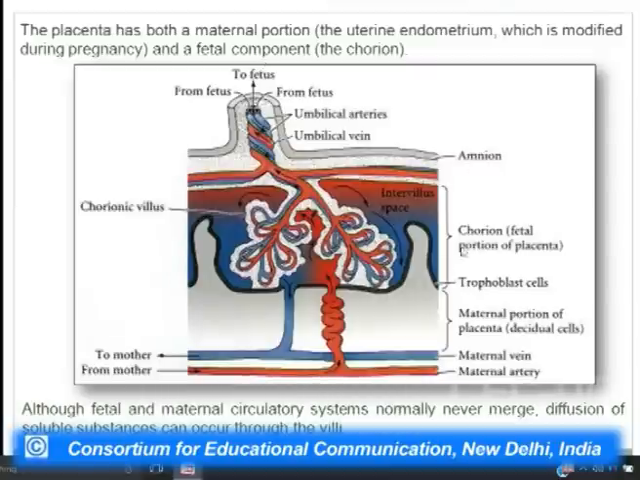So this region is basically called the placenta, which contains the portion from the maternal side and which also contains the chorionic portions from the fetal side. Although fetal and maternal circulatory systems normally never merge, diffusion of soluble substances can occur through the villi which are there.